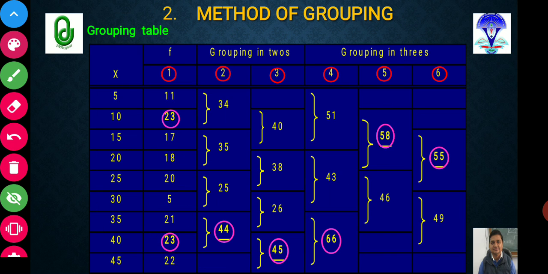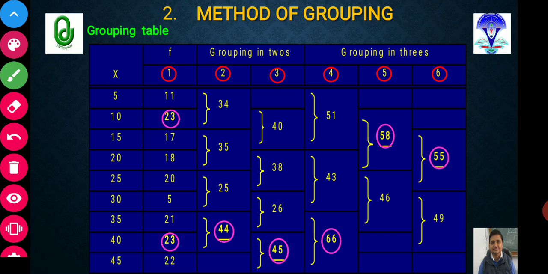Now what you have to do, in each column you have to highlight the maximum value. So here you can see in column 1 there are two maximum values, that is 23 and 23. In column 2 we have maximum value as 44. In column 3, we have maximum value as 45. In column 4, it is 66. In column 5, it is 58. In column 6, it is 55. So this maximum value you have to remember, because we have to again prepare the analysis table.